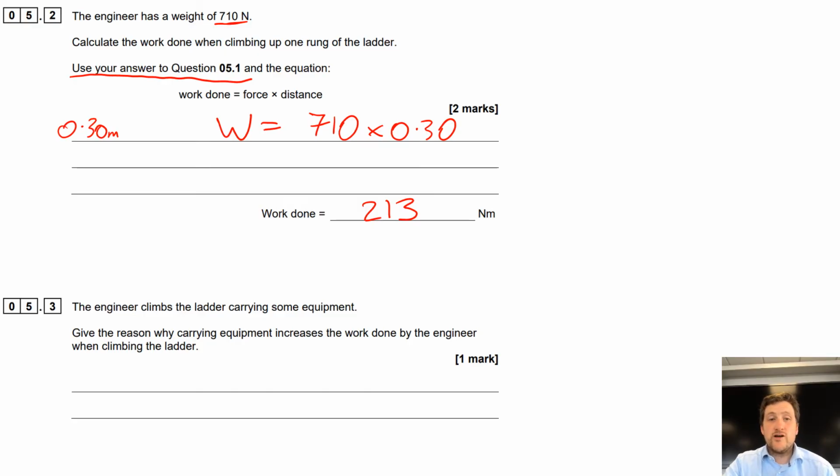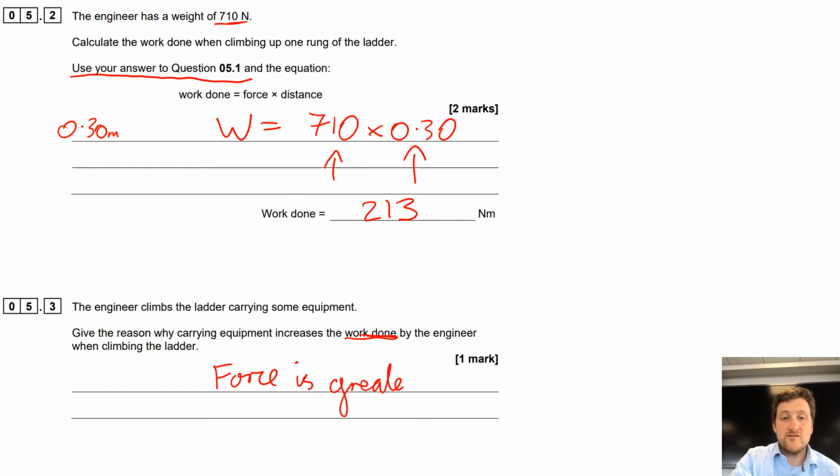But this next question: the engineer climbs the ladder carrying some equipment. Give the reason why carrying equipment increases the work done by the engineer. Well, work done, if you look up here, is only to do with 2 things: the force and the distance. So why does carrying extra equipment increase the work done? Well, is he going any further? No, he's not. So we need to say that the force is greater, or there's an increase in force, because that equation tells us that the only 2 things that matter for work done are force and distance. He's traveling the same distance, so therefore the force must be different.